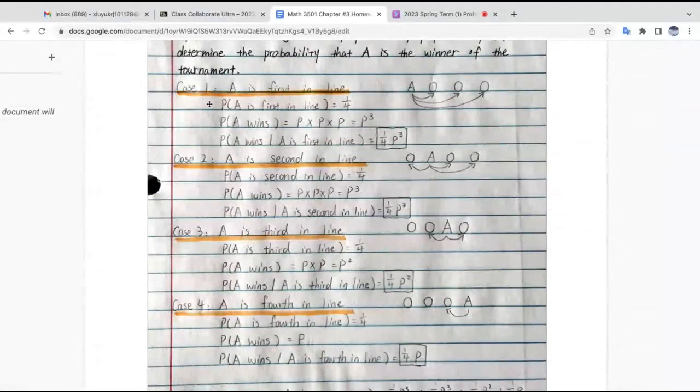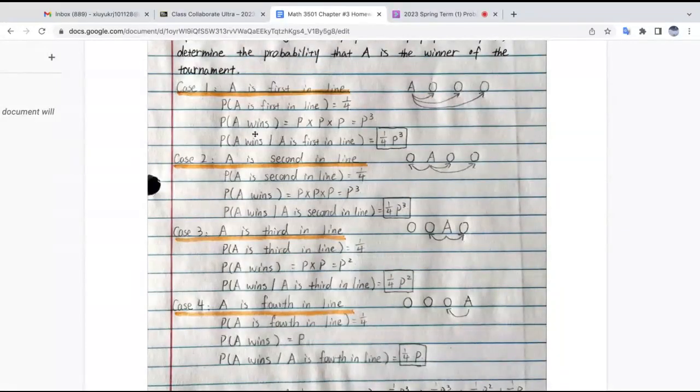Case 1 is A is first in line. So the probability of A being first in line is 1 over 4. Then for A to be the winner, A needs to win against the second person, then win against the third person and the last person.